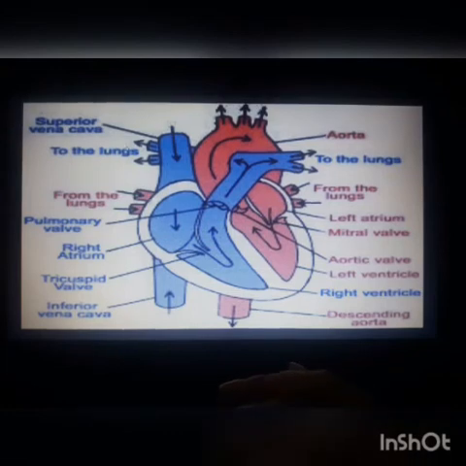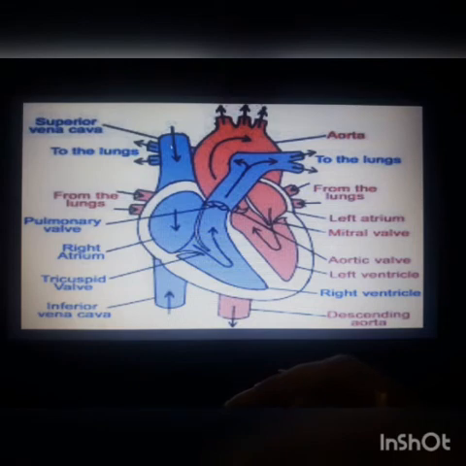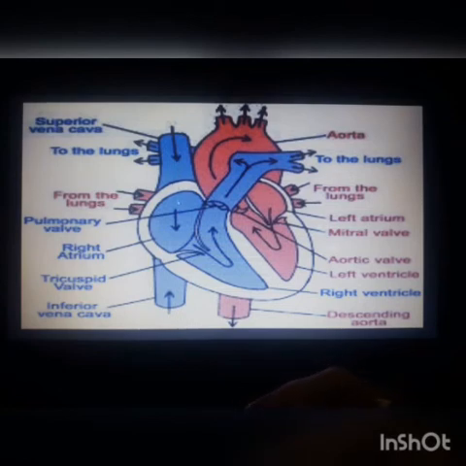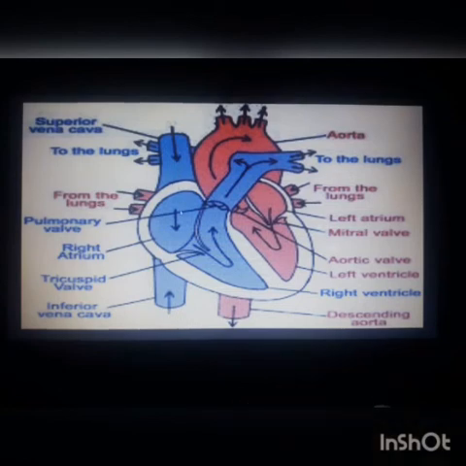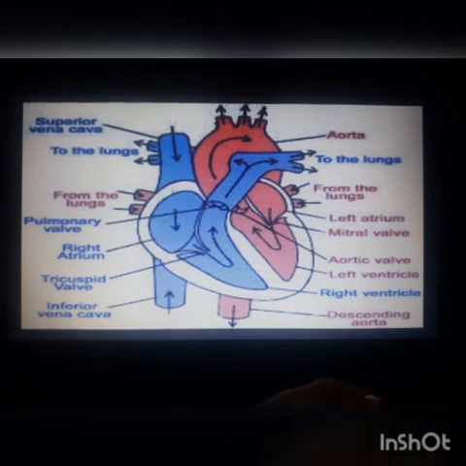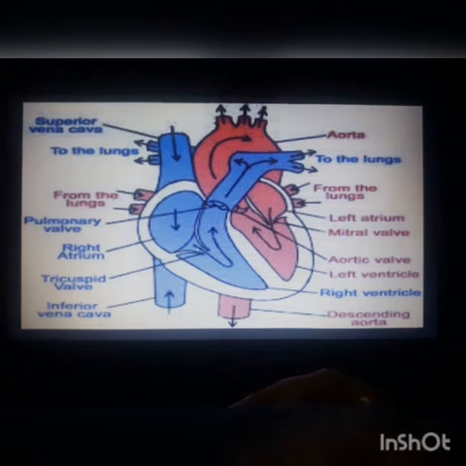All the impure blood from the whole body will enter through the veins, the superior vena cava combined, and then first of all towards the right side, here we have impure blood in the right atrium. From the right atrium it will enter the right ventricle, and in between them they have a valve which is known as the tricuspid valve.